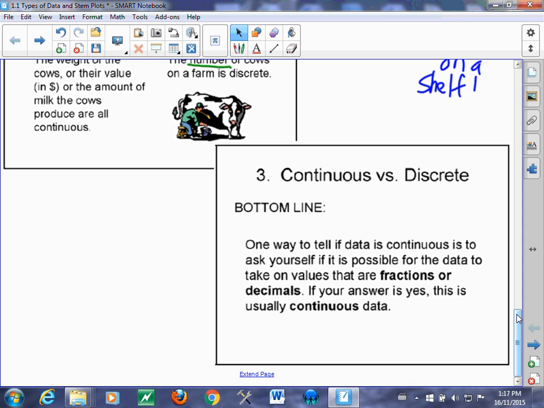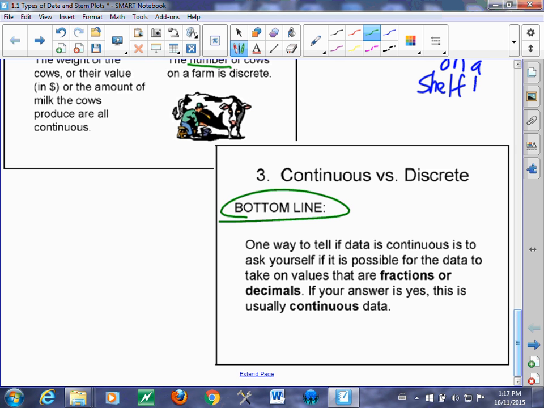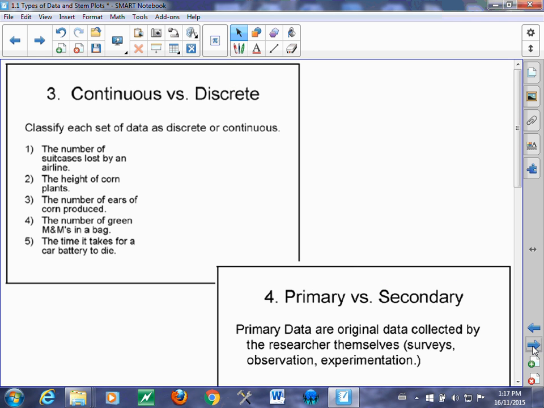Bottom line here for continuous versus discrete, the way you can tell if data is discrete: ask yourself, is it possible for you to have fractions or decimals? If the answer is yes, then it is continuous. If you're counting something, like the number of brothers or sisters you have, then you know it's discrete. All right, let's keep moving on, guys. Hope you're enjoying this.